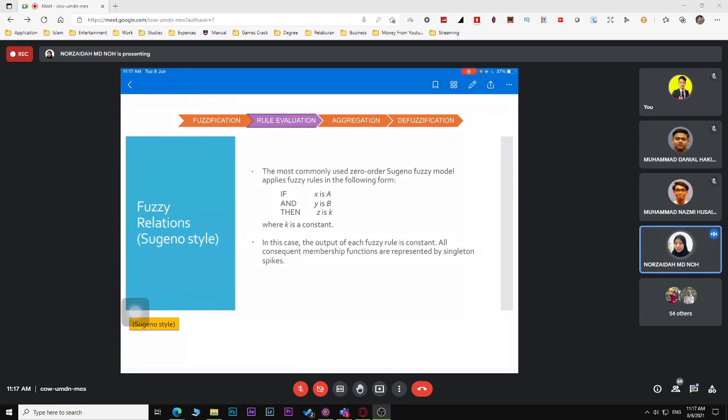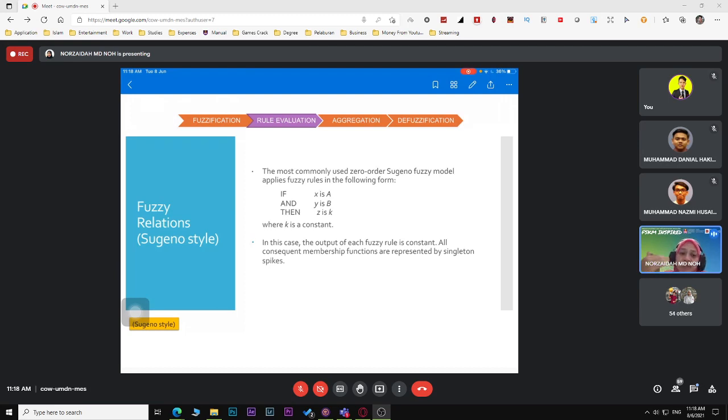Fuzzification sama, cuma bahagian rule evaluation, because when you want to fire the rules, the rule will be in different form. Dia tak ada graph untuk rule dia. Okay, so usually the rule will be in this form. If you can see here, the most commonly used in zero order Sugeno fuzzy model, we use rules that look like X is A and Y is B, then Z is K, where K is a constant. Itu kita macam, kenapa pula constant? It should be some degree of membership, right? Tapi dia punya value Z is K, and then K tu constant, dia ada some value.